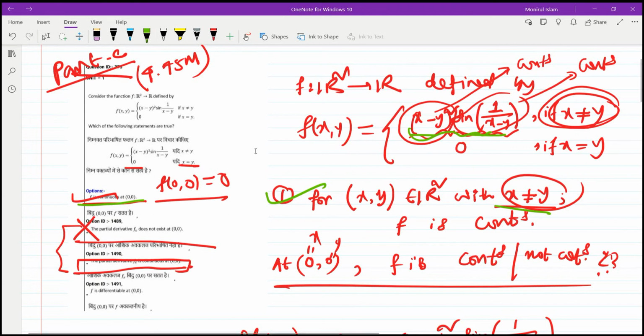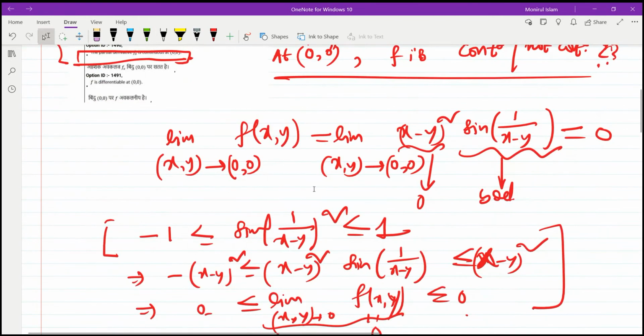We have to check at (0,0). The function is continuous at (0,0) if the limiting value at (0,0) equals the function value. Now the limiting value, as (x,y) tends to (0,0), f(x,y) will be the limit of (x minus y) squared into sine of 1 by (x minus y). This is a bounded quantity, bounded by 1, and this is 0. So their product limit goes to 0.